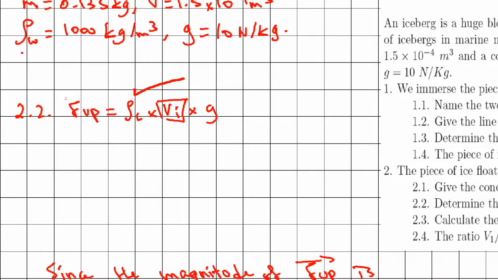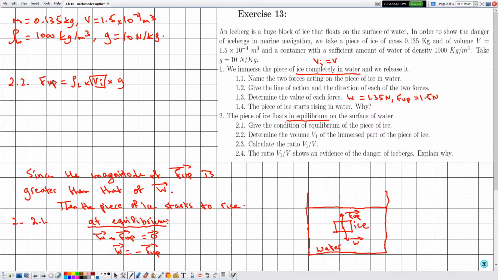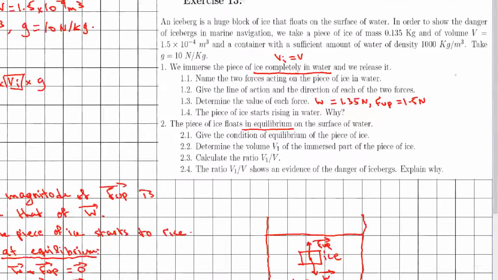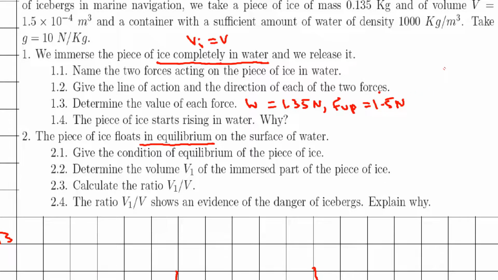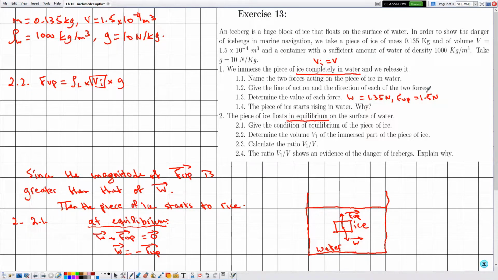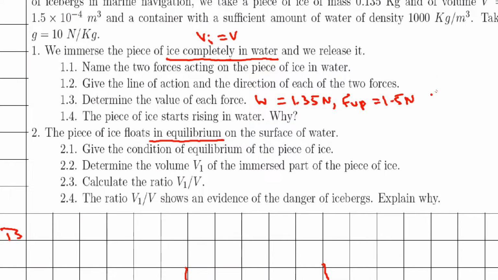is given, density of water. We must know the value of G, which is given, 10 newton per kilogram, and the value of F upthrust as well. Here we cannot use the value of F upthrust given by 1.5 newtons, simply because now the solid S is at equilibrium, and the value of F upthrust changes, so it will change from 1.5 newtons to the value of W, which is given by 1.35 newtons.